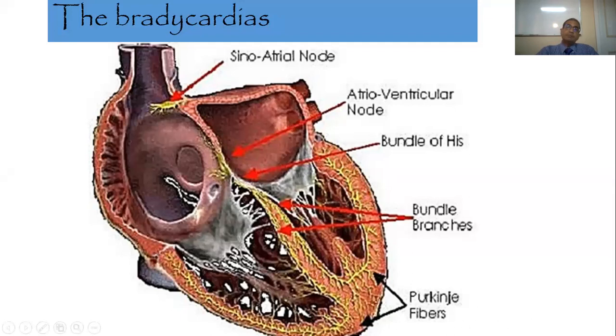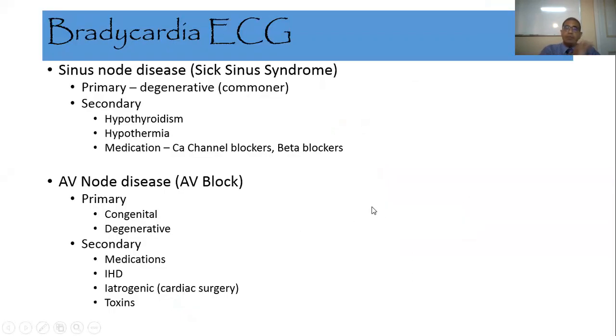Now, if you look at the causes of bradycardias, they are twofold. They could be due to disease in the sinus node itself, which we call sick sinus syndrome, or there could be problems in the AV conducting system, which we generally just call AV block. These could be primary problems in these systems themselves. Generally, they are degenerative. In sinus node dysfunction, most of the time it is degenerative, and you see it in older people. As time goes, there's degeneration of the tissues.